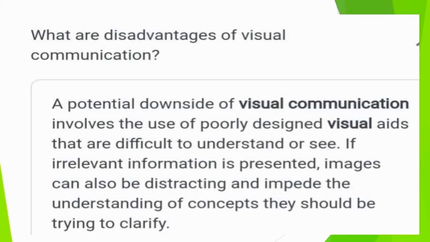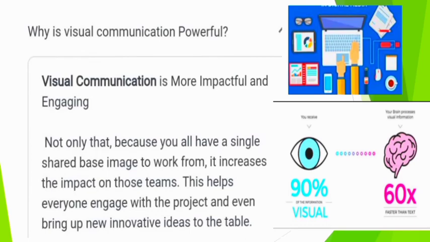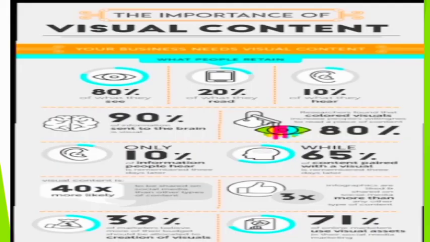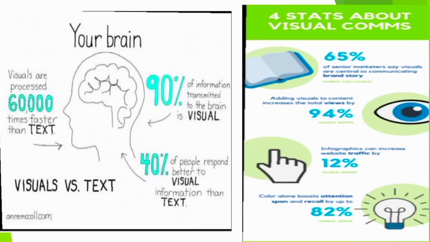Now we'll discuss some disadvantages of visual communication. If irrelevant information or poorly designed visuals are presented, images can distract and can convey the wrong meaning. Visual communication is powerful because the mind remembers 80% of what we see, 20% of what we read, and 10% of what we hear. Here is the explanation of the power of visual communication.